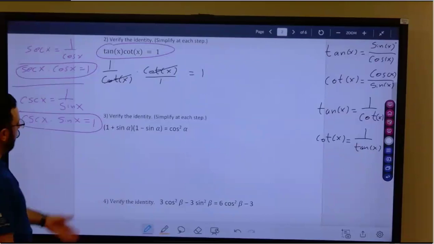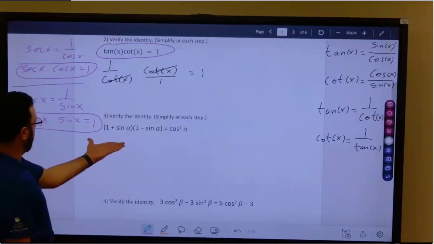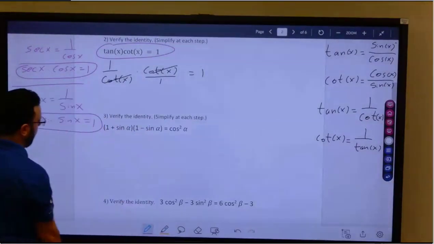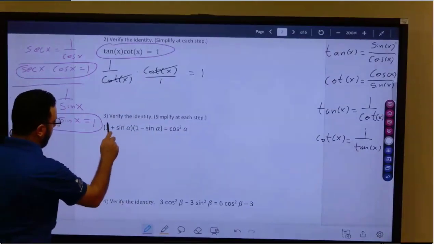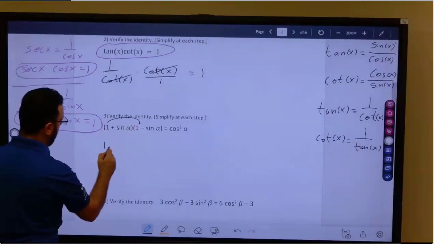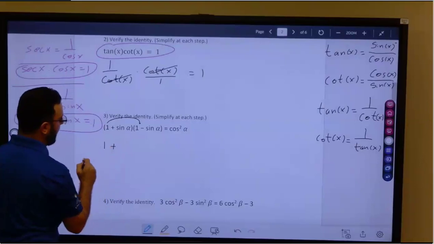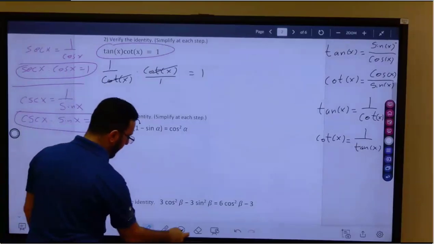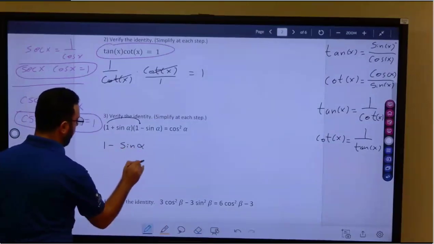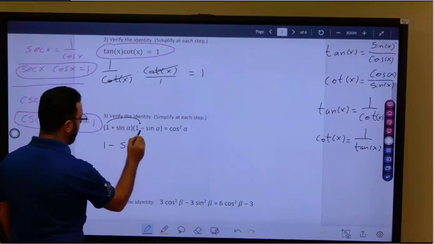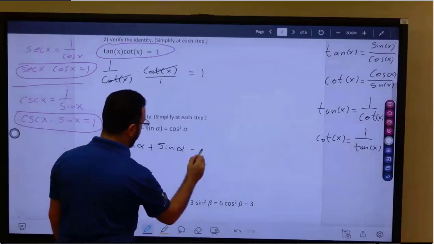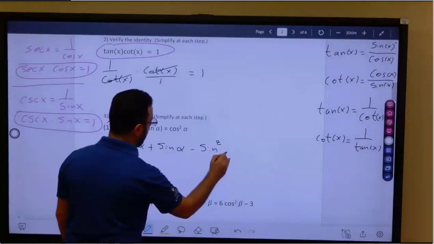Let's go to the next problem, which is problem 3, where we're going to FOIL everything. We need to move this side to equal the other side. So I'm going to FOIL it. 1 times 1 is going to be 1, plus 1 times negative sine alpha, so it's going to be minus sine alpha. Now sine alpha times 1, so plus sine alpha, and sine alpha times negative sine alpha, so minus sine squared alpha.